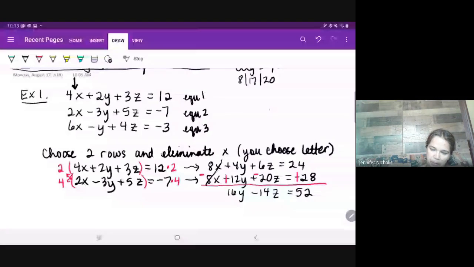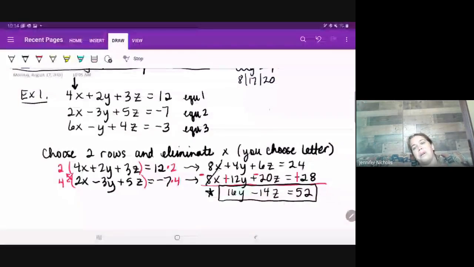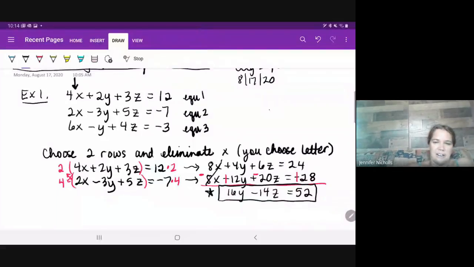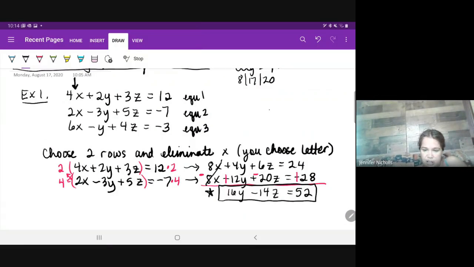And then you're going to put a box around this one, even though it's not the final answer. I definitely always put a star. But if you put a box, you can find it later. You're going to need to use this later. So let's put "use later."